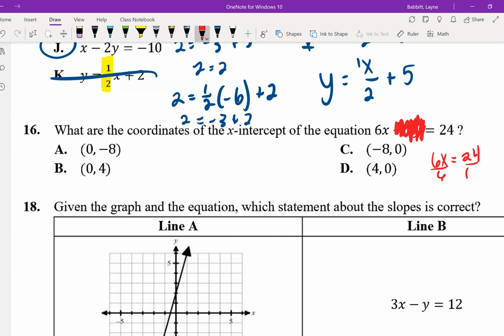Divide both sides by 6, and I get that x equals 4. So my x-intercept is 4. Remember, when we write an x-intercept, the x is 4 and the y is 0. So my answer is D.